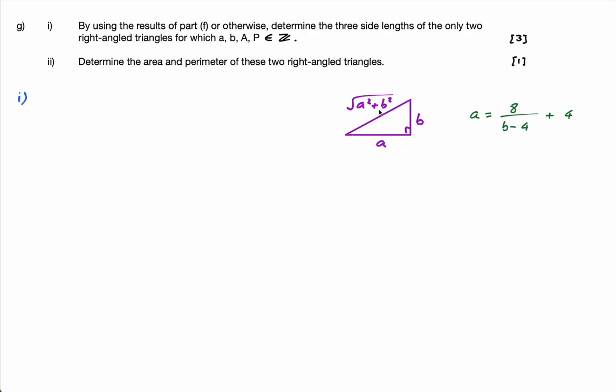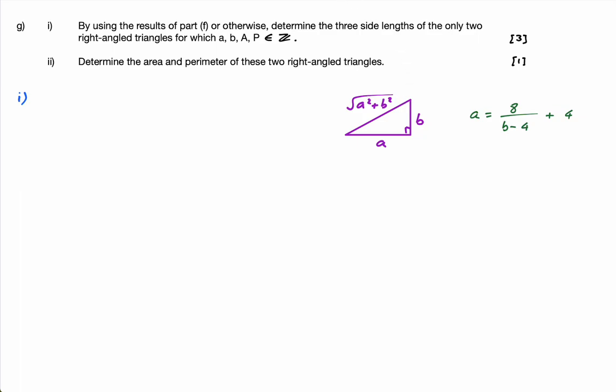And the area has to be an integer. Therefore, at least one of these has to be even because the area is a half AB. So if you did a half of 3 times 5, that's not an integer. But if you did a half of 3 times 6, that would be an integer. So at least one of them has to be even. And we also need the area to equal the perimeter.